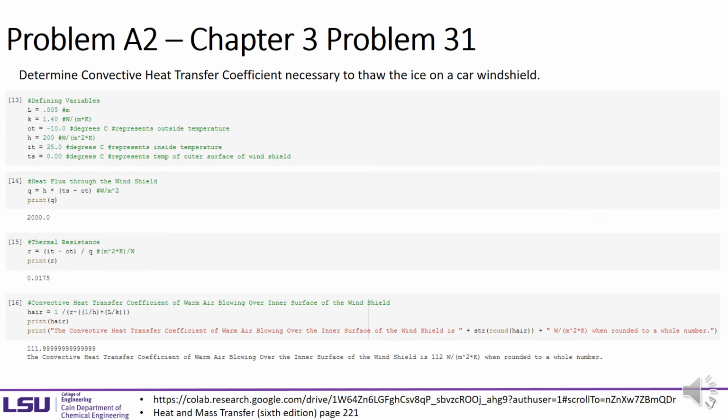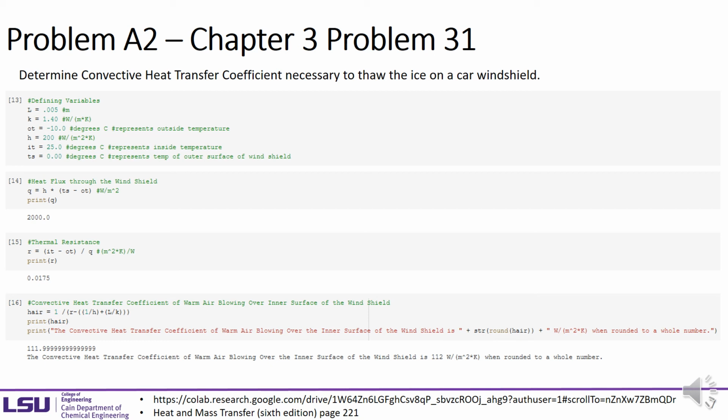For my second problem, I was allowed to choose a problem from my textbook, so I chose Chapter 3, Problem 31. The goal was to determine the convective heat transfer coefficient necessary to thaw ice on a car windshield. In my first block, I defined my variables. In my second block, I calculated the heat flux through the windshield. And for my third block, I calculated the thermal resistance. And in my last block, I used the two values above in order to calculate the heat transfer coefficient.